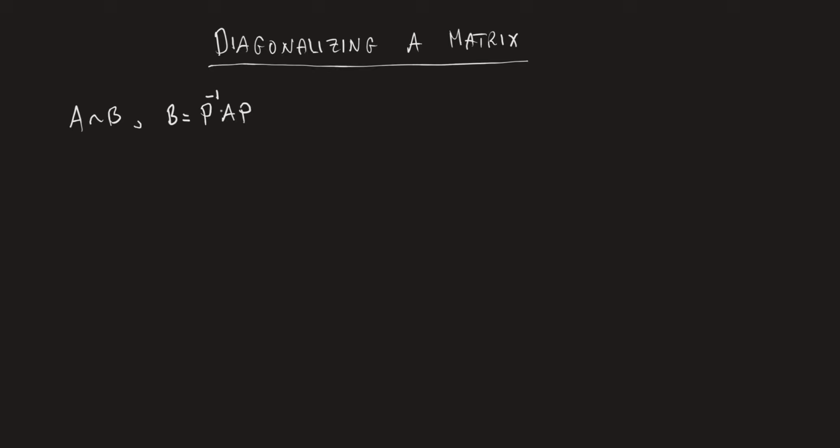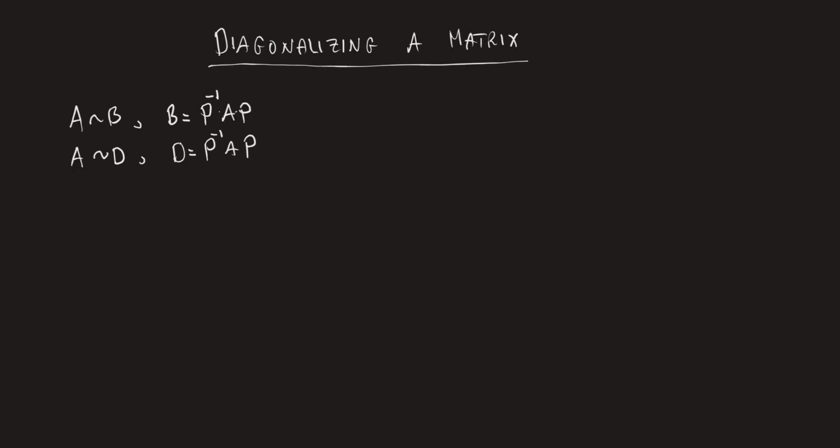So B can be essentially factored into this special product, right? B equals P inverse times A times P. Now, if A can be diagonalized, or if A is a diagonalizable matrix, then A will be similar to a diagonal matrix. That means that there is some diagonal matrix out there that can be written in this form, right?